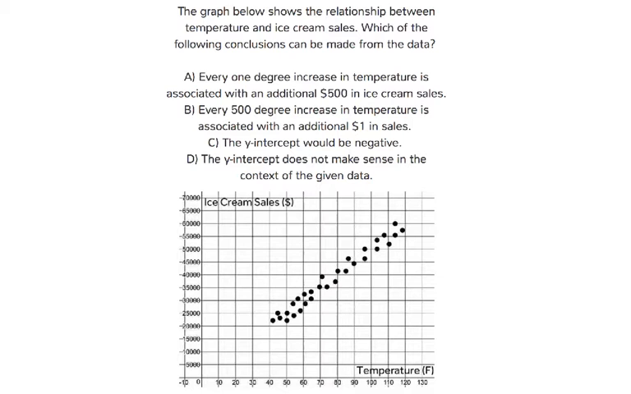The graph below shows the relationship between temperature and ice cream sales. Which of the following conclusions can be made from the data? Okay, so option A says that every 1 degree increase in temperature is associated with an additional $500 in ice cream sales. And so temperature is represented on the x-axis, and ice cream sales is represented on the y-axis.